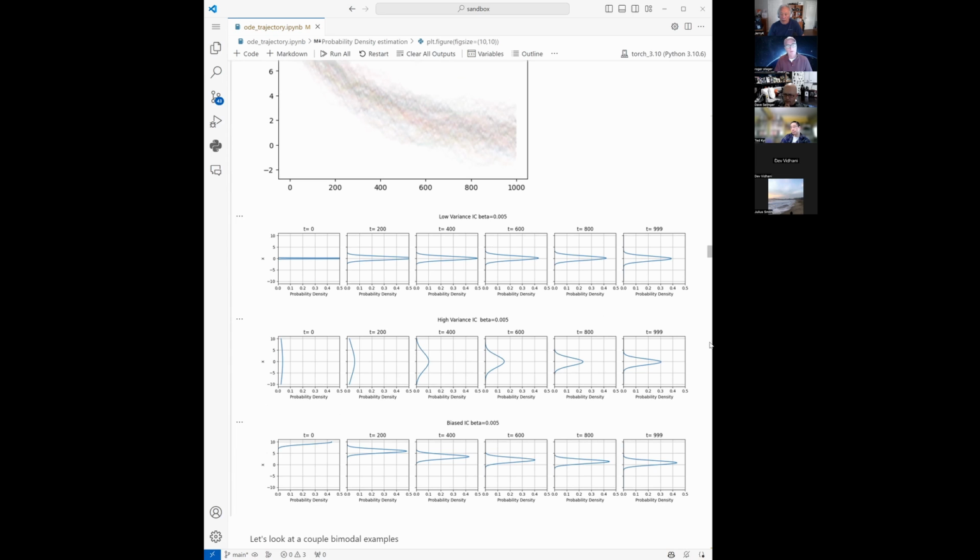This is another view of the same thing, again from a PDF perspective. Low variance gets spread out, high variance gets condensed down, and then a bias term, you can see that it drifts down to zero pretty quickly.